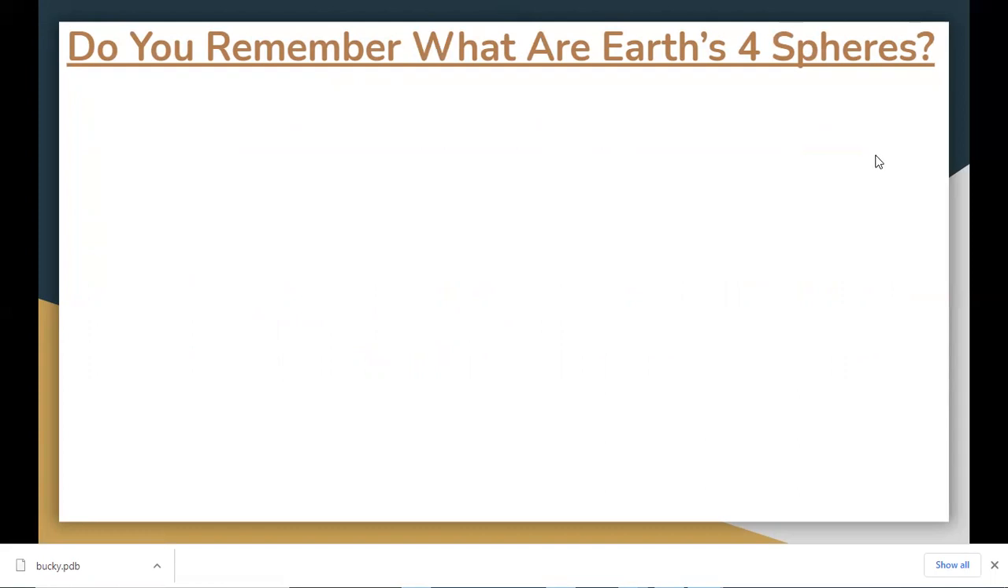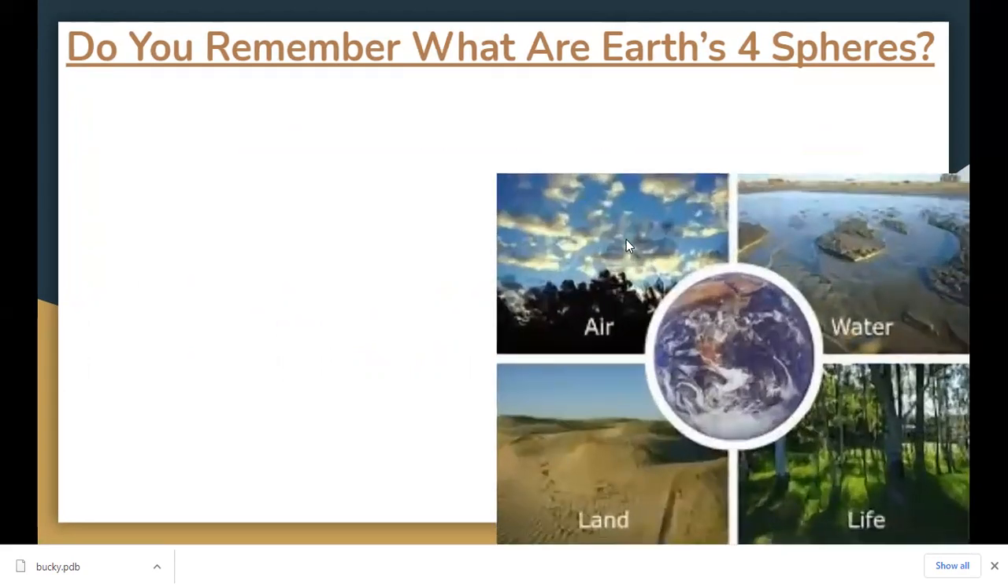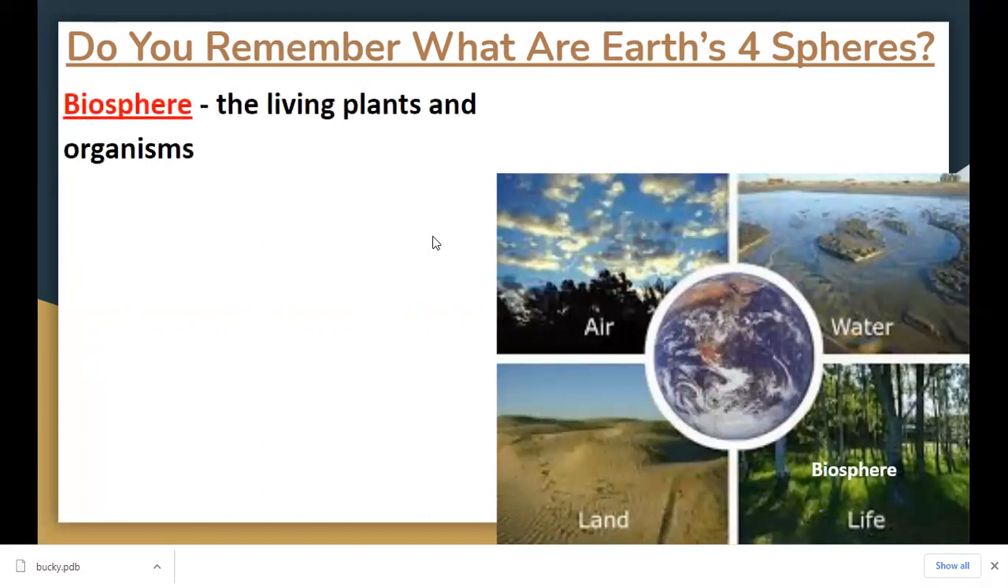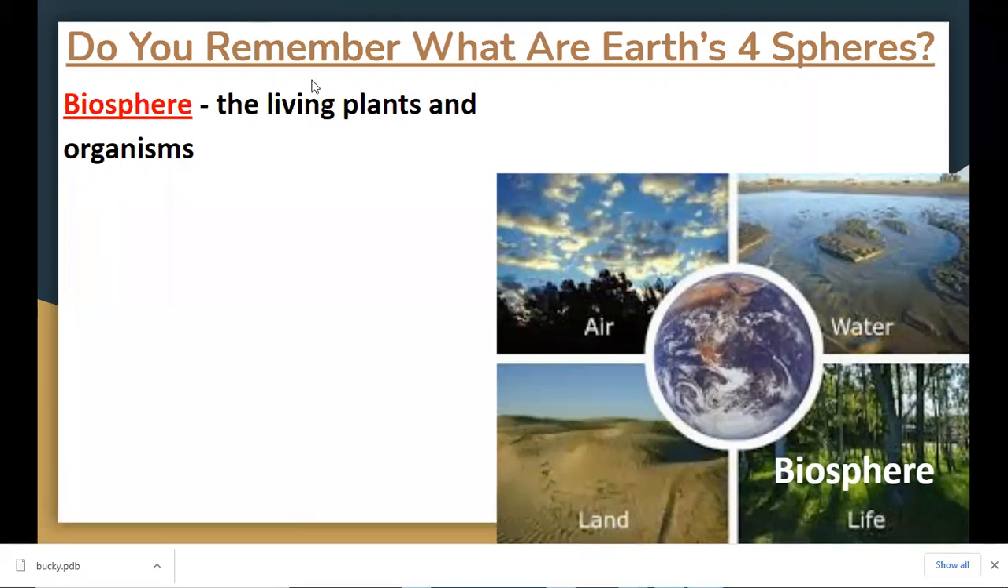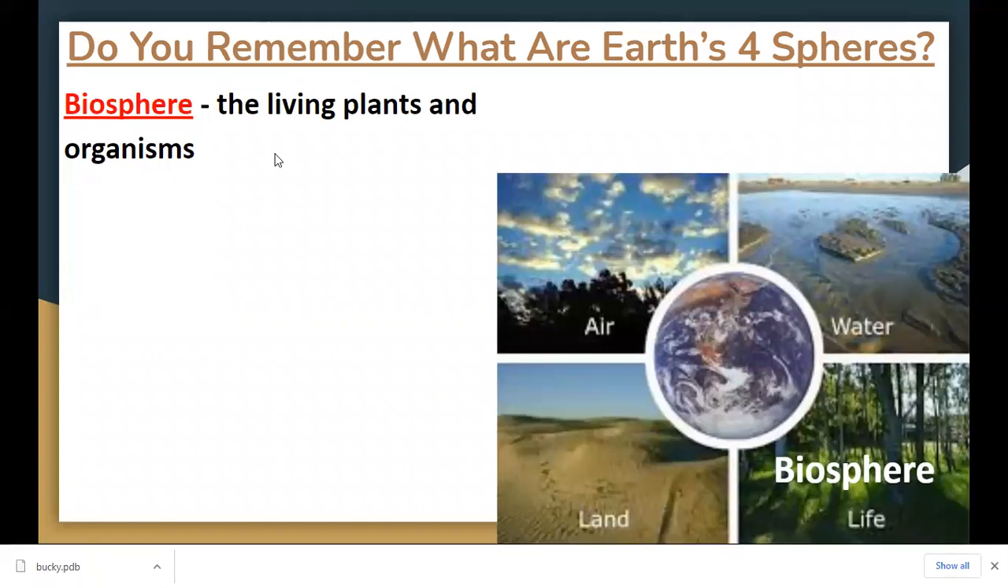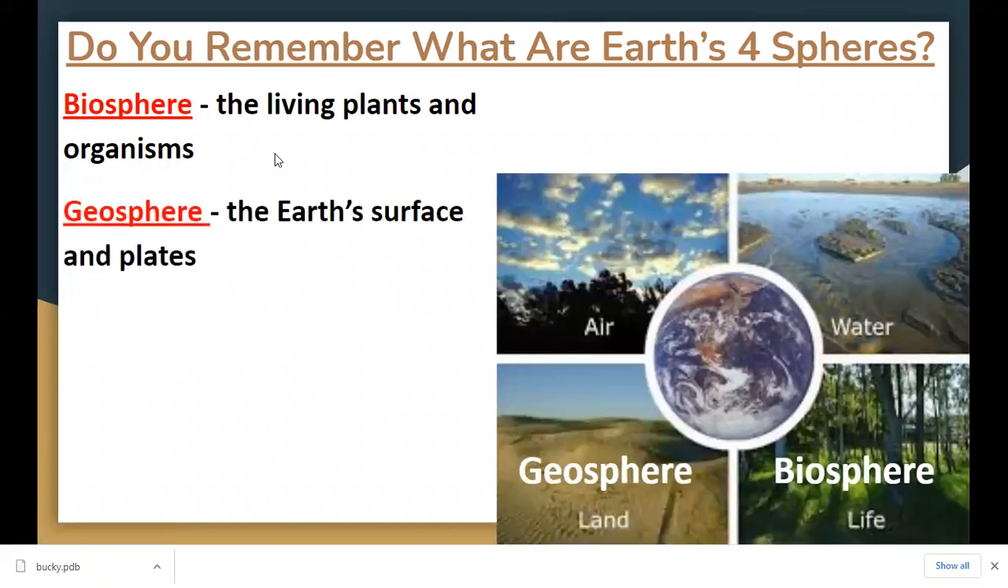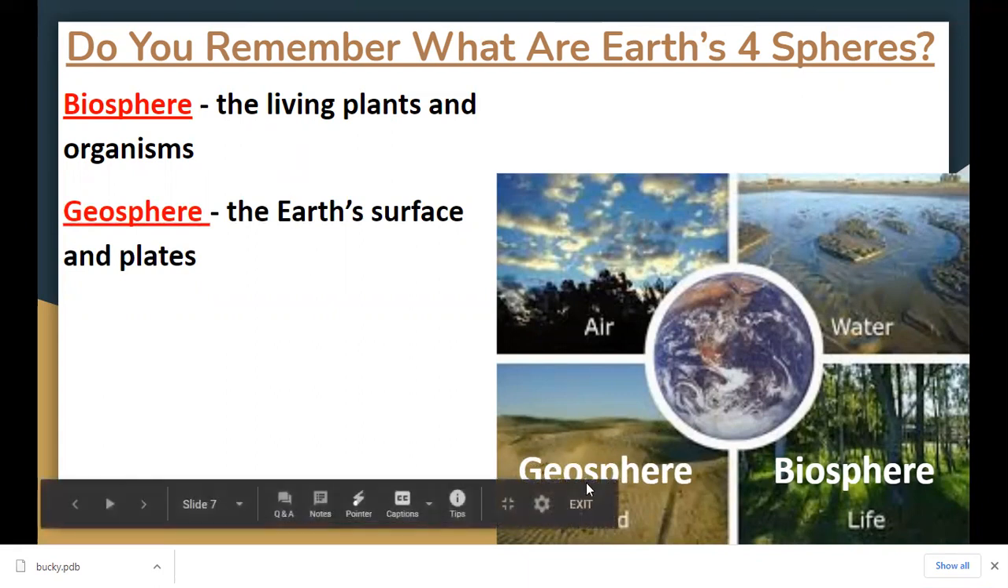So what are the four Earth spheres? See if you remember them. See if you can say them before I say them. Okay, here's a hint. Air, water, land, life. They all end with the word sphere. Does that help you remember? Okay, the biosphere. That's the living plants and organisms. Okay, the one on the left here is land. What's the land called? The geosphere, right? The Earth's surface and plates. There's the geosphere down here.